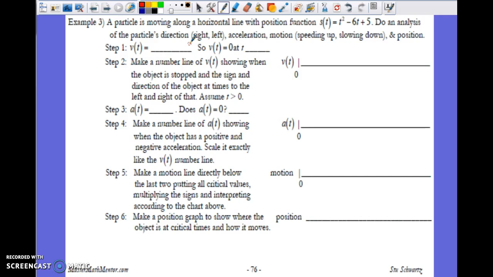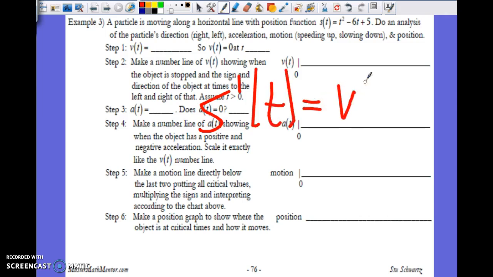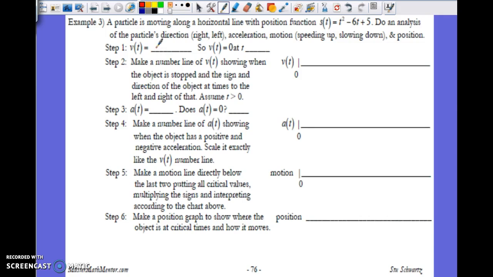Okay, so first we have to take the derivative of the position. Now remember, s prime of t equals v of t. So to find v of t, just take the derivative of the position. And you guys know that the derivative of the position here is 2t minus 6, right?